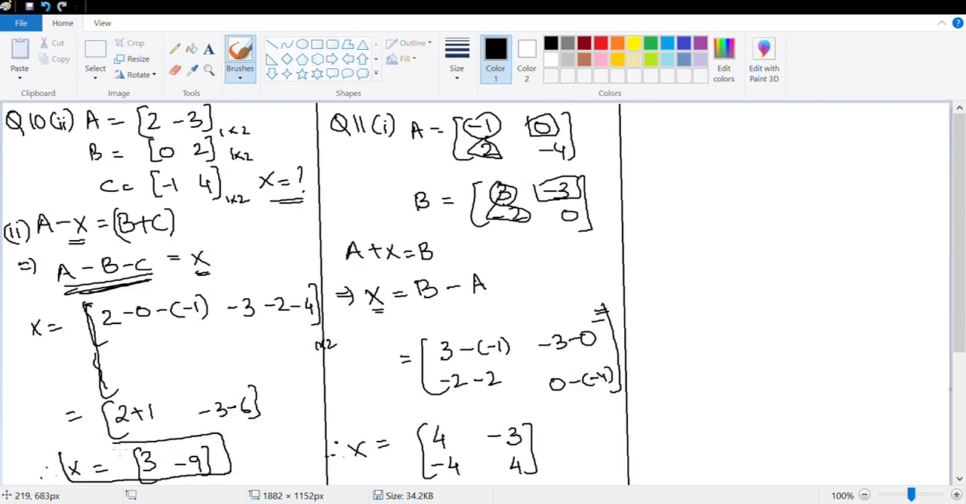Therefore, X is equal to, in fact, in this question also, you should write X in the final answer and highlight it. Perfect. So X is equal to a matrix which is a 2 by 2 matrix. Writing order important? No, not important unless the question asks for it, but my habit is writing the order at the end.